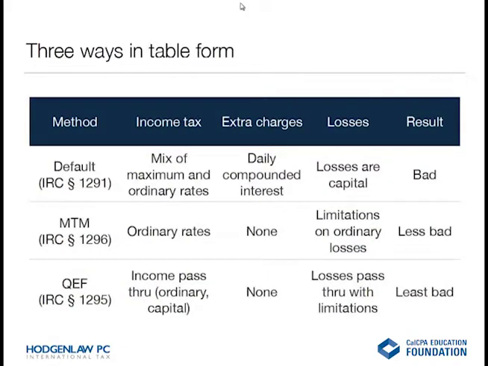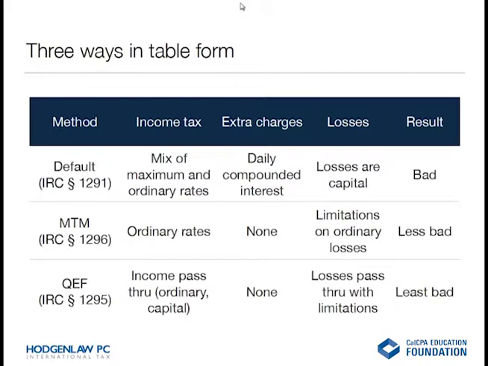I've made a little table here that describes the different things that we just talked about: default, mark-to-market, and QEF, and it just kind of lays out so that you can visually compare the different methods and the things about them that work a little bit differently. So under the default method, you're going to have a mix of maximum, individual, and ordinary tax rates. There is an extra charge of daily compounded interest that adds up over most of the life of the PFIC when you sell it or when you have a dividend. And losses are going to be capital. The result is this is pretty bad because you're paying really high tax rates. On top of that, interest is computed, and losses are going to be capital, so you don't even get to take the losses in the same way that the tax is computed.